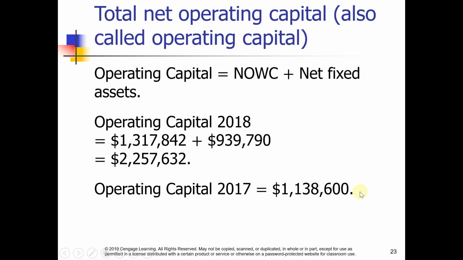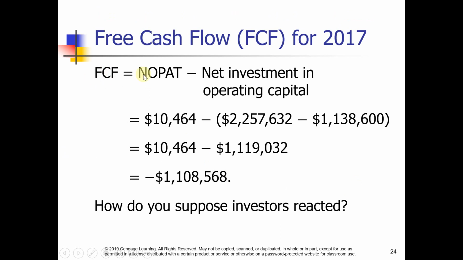So the difference between these two is the additional investment the company has to make in 2018 to keep the operations running. That will be a drain on free cash flow because of this additional investment needed. So free cash flow is net operating profit after tax minus the necessary investment in operating capital of both types: necessary investment in working capital and necessary investment in fixed assets.